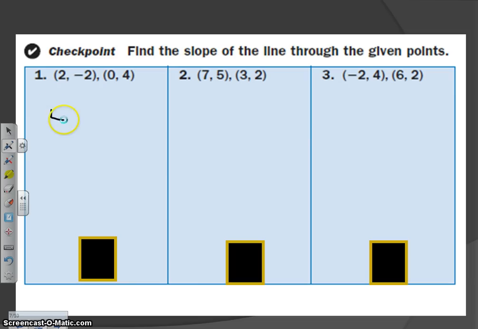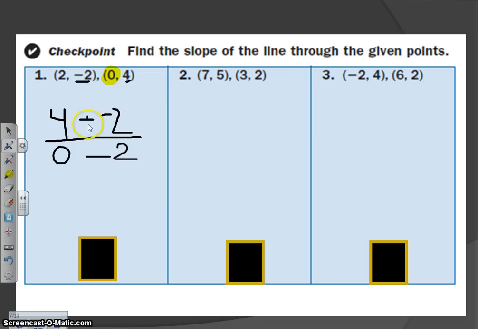Number 1, pick a y. 4. Pick this one. Subtract another y, -2. Over what x goes with the 4? 0. Subtract what x goes with -2? 2. And solve.